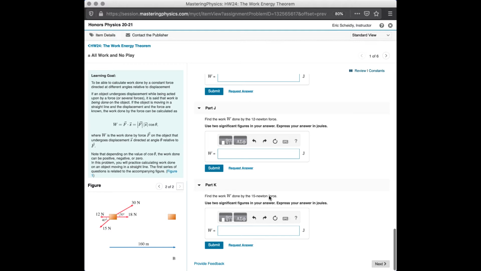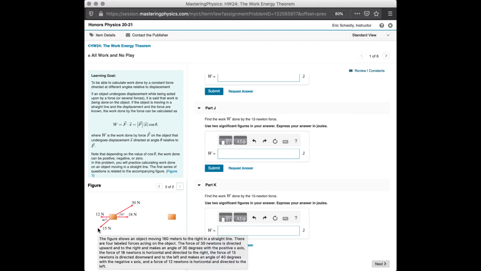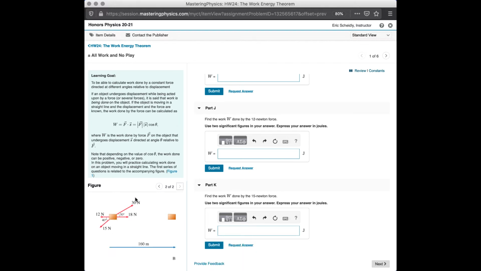And then we want the work for the 15 Newton force. Once again, this work is going to turn out to be negative because the 15 Newton force generally points opposite the direction of the displacement, so we'll do negative work. But I can't use the 15 newtons. I need to use the component that is parallel to the displacement, or anti-parallel in this case. So I want the horizontal component of the 15 Newton force.